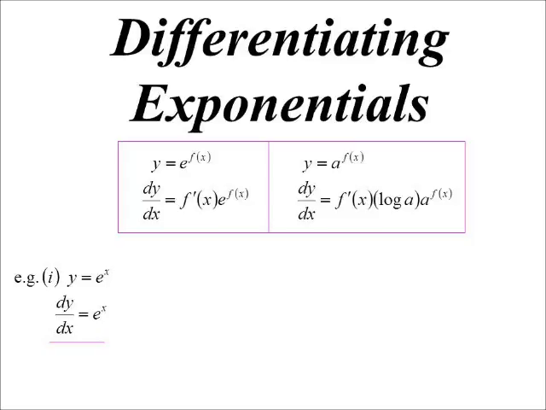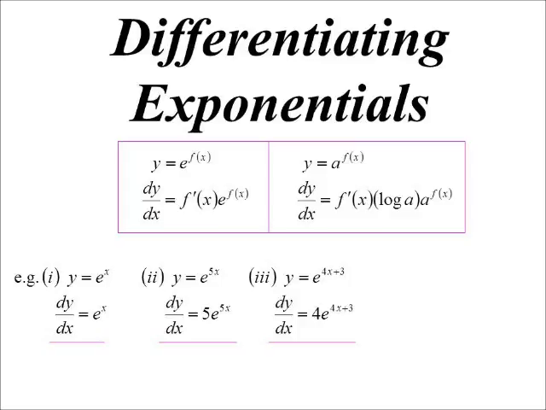So if it was e to the 5x, we differentiate the 5x, and we get 5e to the 5x. e to the 4x plus 3, very tricky that one. Ooh, 4x plus 3. 4e to the 4x plus 3.